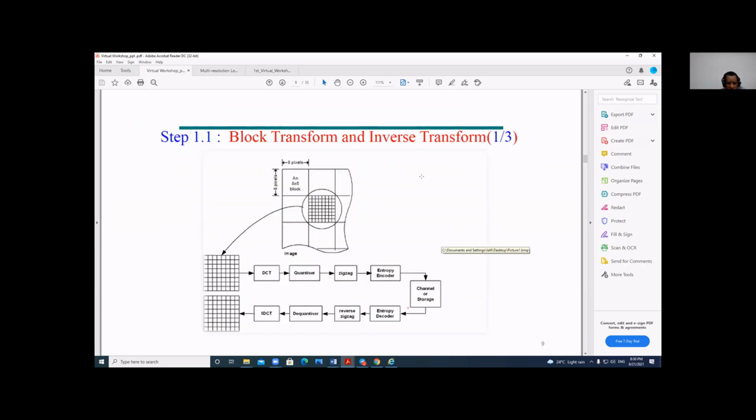Now, how it works in the existing JPEG standard is that you have the original image here, and it is divided into 8x8 blocks. After you divide it, on each 8x8 block we apply a discrete cosine transformation in order to avoid inter-pixel redundancy. After that, we apply quantization, we rearrange the data, and we apply entropy coding.